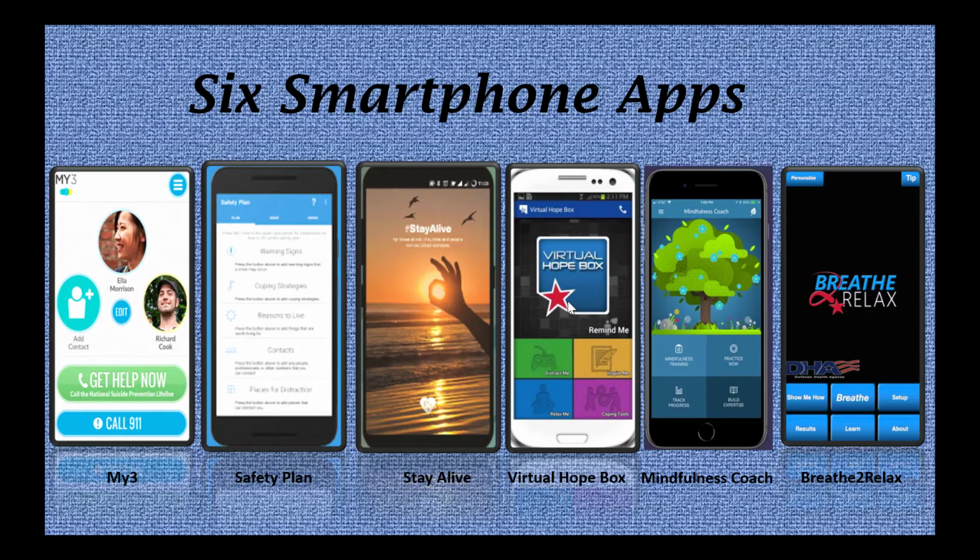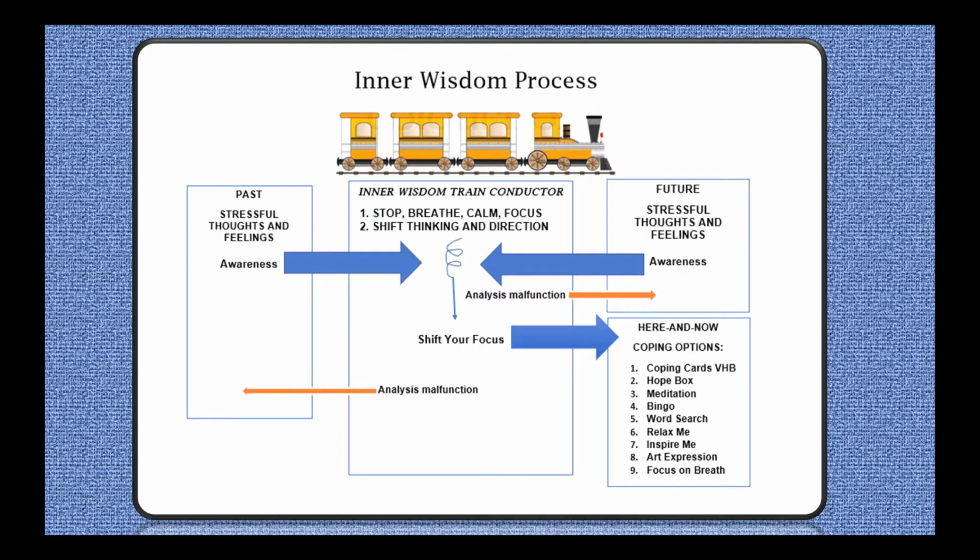The 2 apps that focus on mindfulness or present moment awareness are the Mindfulness Coach and Breathe to Relax apps. For several clients, I use this train of thought image that places various consciousness states in relationship to the here and now locus of mindfulness. When one is aware of past or future stressful thoughts or feelings, he or she is encouraged to consciously stop, breathe, calm, and focus on the present moment.